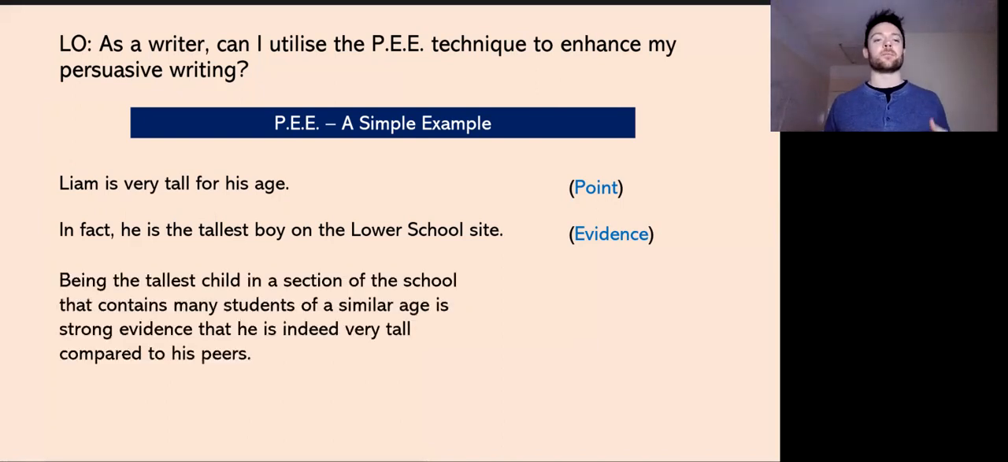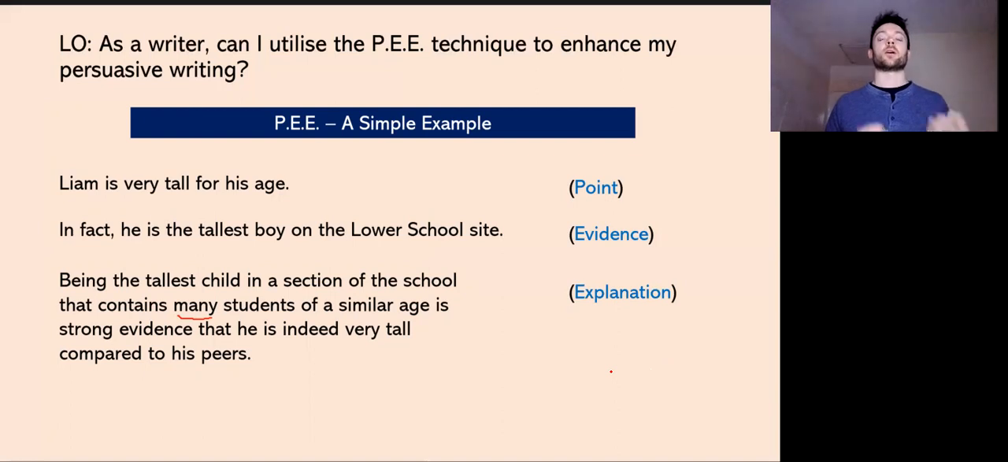And this is our explanation. Being the tallest child in a section of the school that contains many students of a similar age, there's a key word there, okay? Let me highlight that for you. Many students of a similar age is strong evidence that he is indeed very tall compared to his peers, okay? This is our explanation.